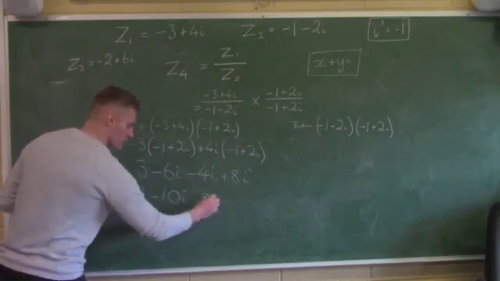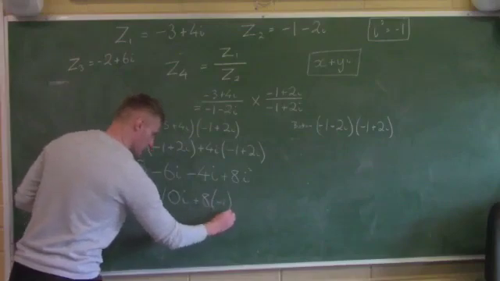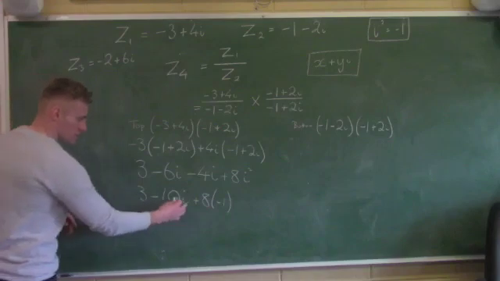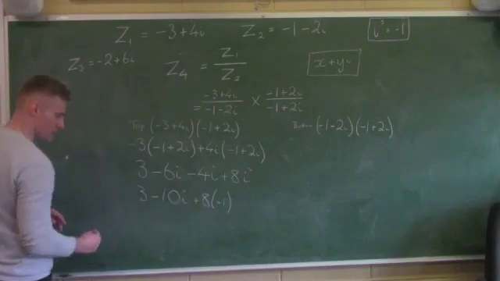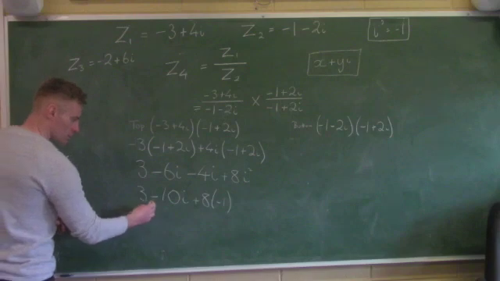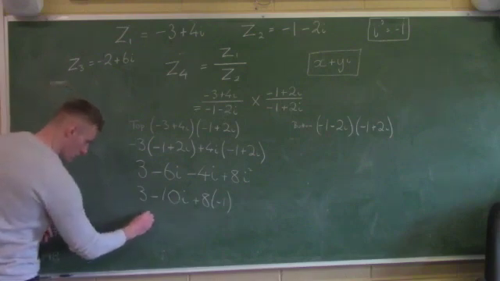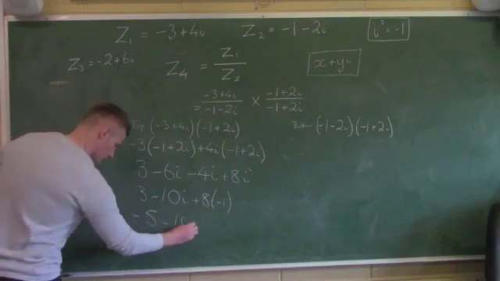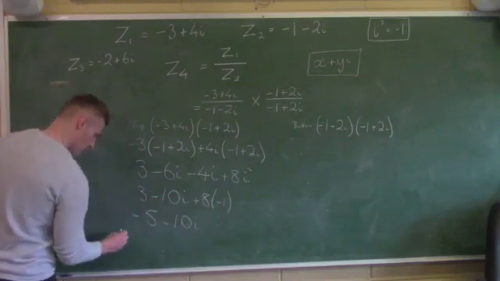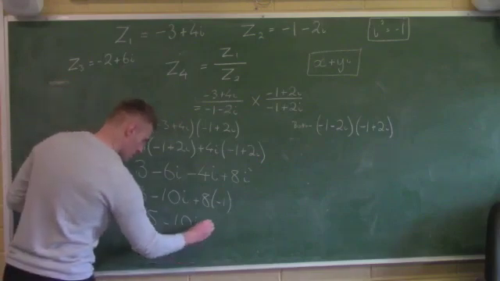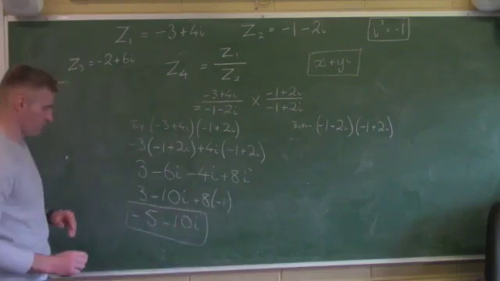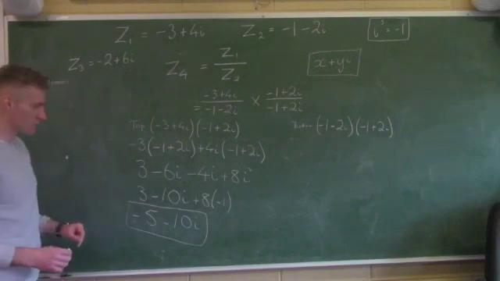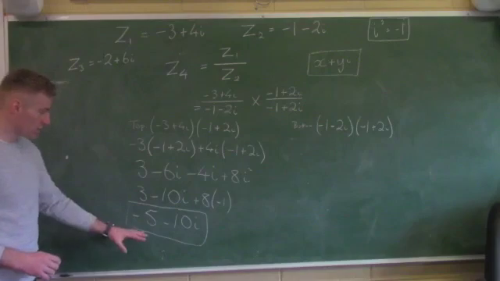Instead of i squared, I'm putting in minus 1. Okay? So I have 3, and this is going to change to minus 8. So 3 minus 8 in total will give me minus 5 minus 10i. Right? So there's my answer to the top. Again, sorry about the space, just kind of running out of space on the board. Right, so that's the top.